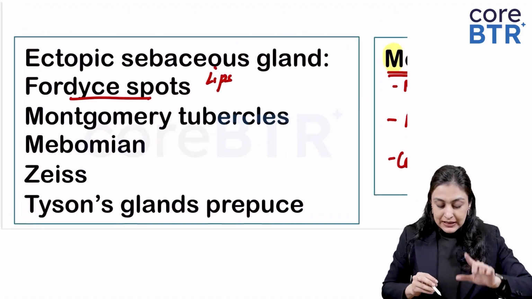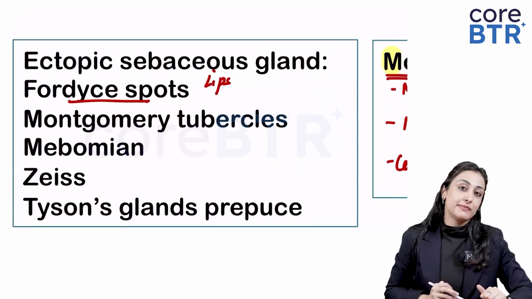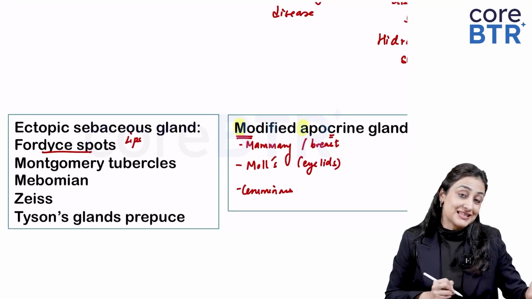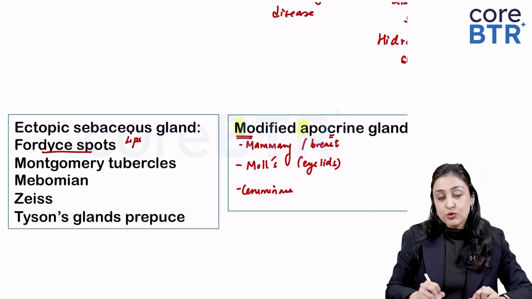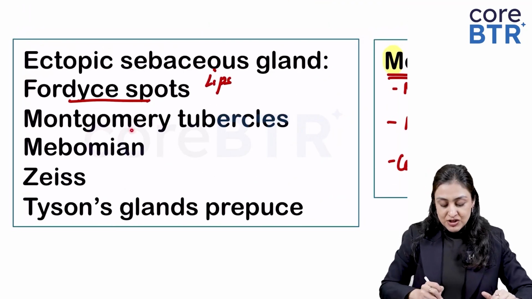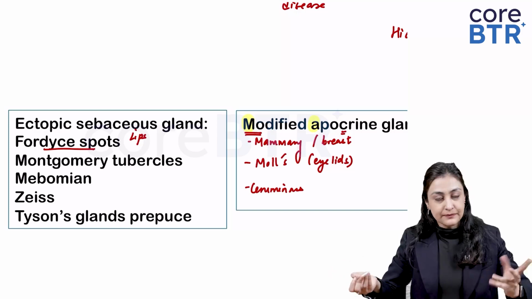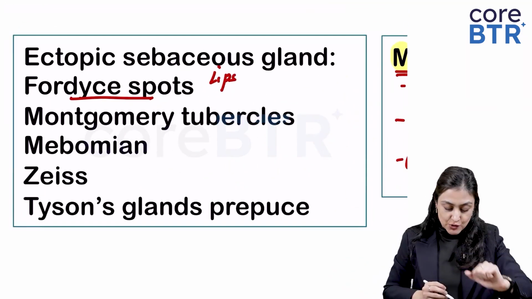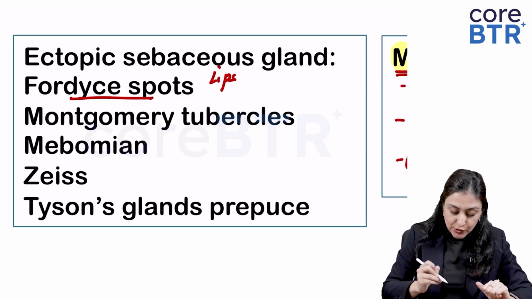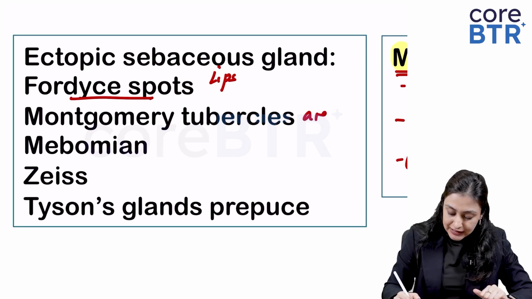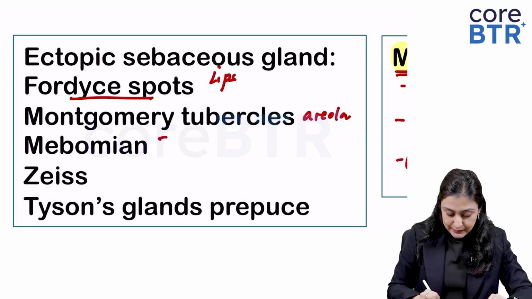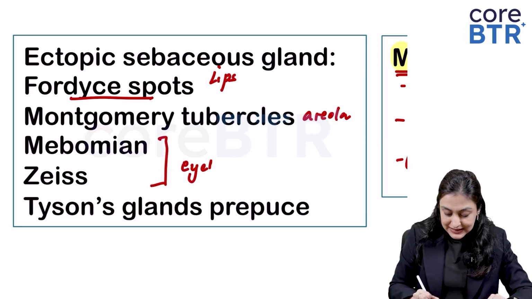So this is where you will know ectopic sebaceous. The good part is, if I know modified apocrine, I don't have to memorize these. When you have two tables, master any one. So ectopic sebaceous are everything other than these three. No need to memorize the list, but let's go through it. So Fordyce versus Fox Fordyce. Montgomery tubercles are present in the areola of the breast. Meibomian gland and Zeis gland, both of these are present in the eyelids.